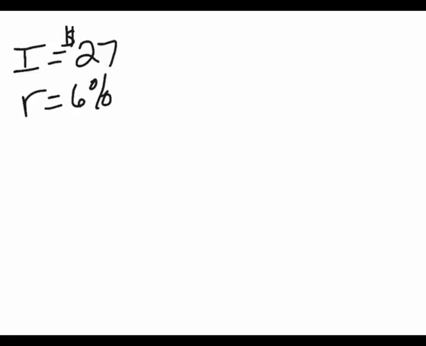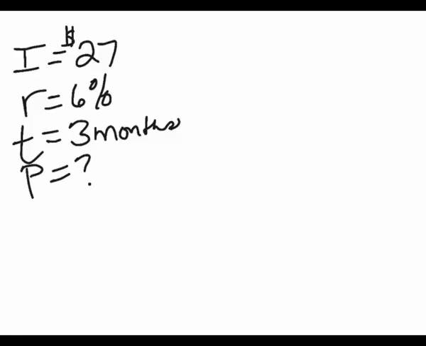Now it doesn't always have to be I that you're solving for. Let's say I asked you to use simple interest to find the indicated quantity, and I told you that I is $27, R is 6%, T is 3 months. And I want you to find P.